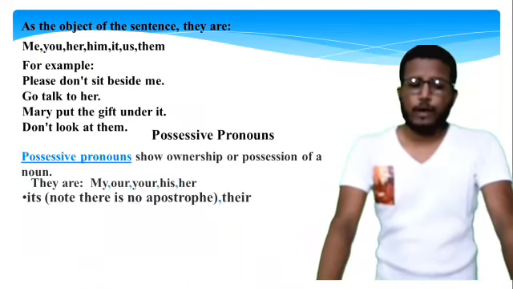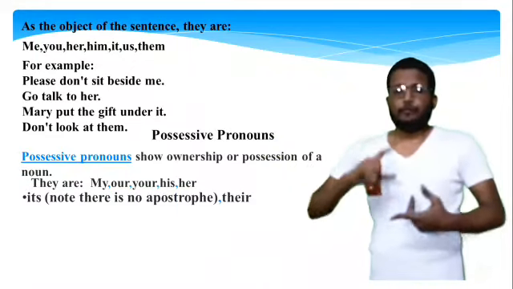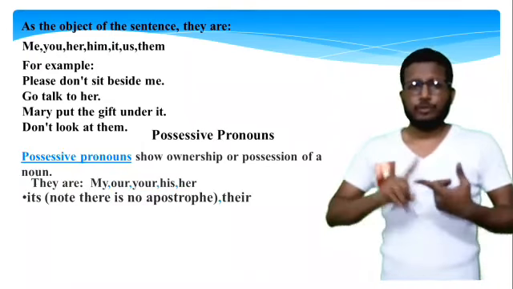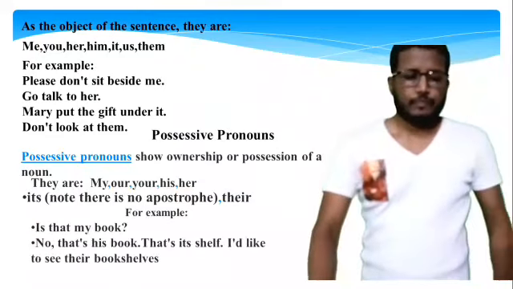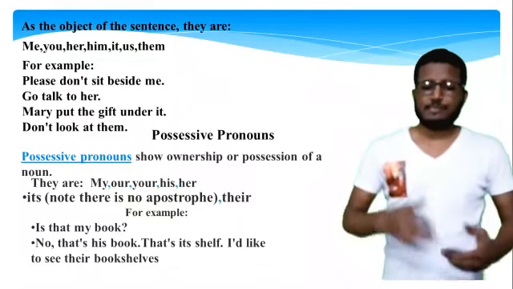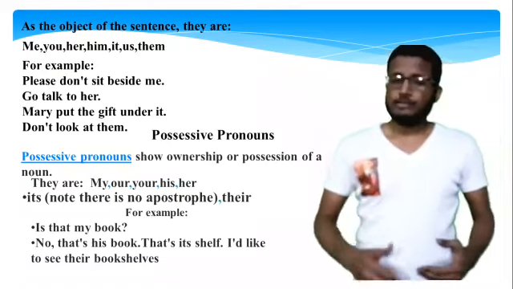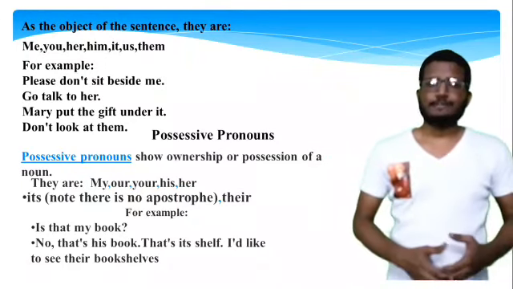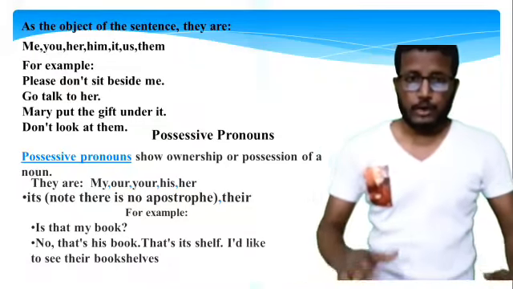So there are some more examples also. There is no apostrophe there. You can see the word its here, no apostrophe is there. For example, it apostrophe s means it is, and its without apostrophe, the sound is same. For example, is that my book? No, that's his book. That's its shelf. I would like to see their bookshelves. So here you can see the words like my, his, its, all these are examples of possessive pronouns, and here the words are being used to show their ownership.